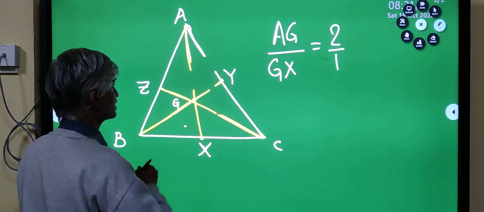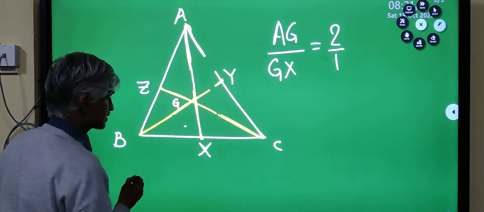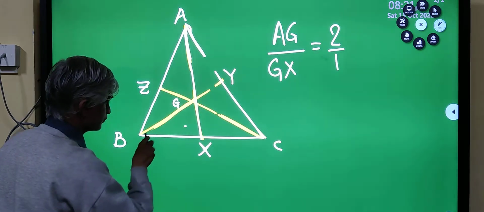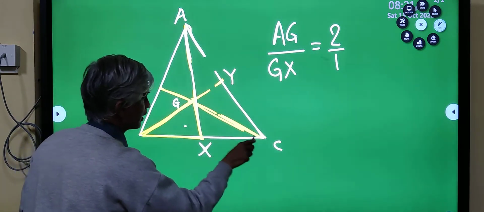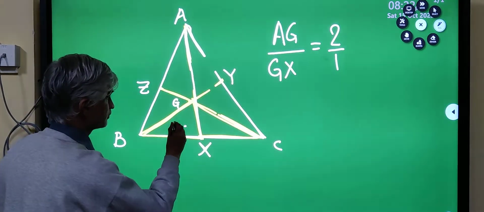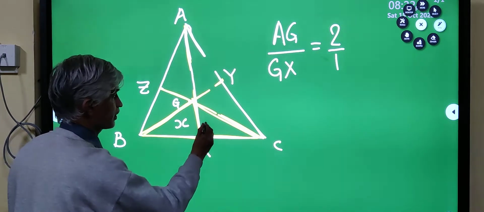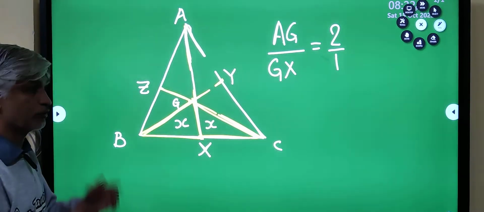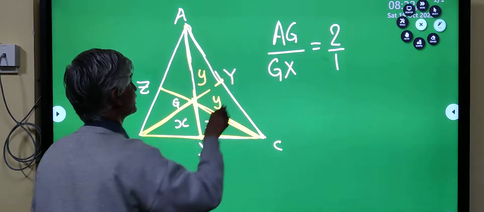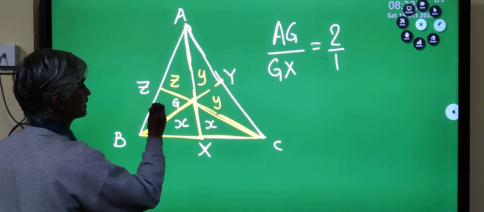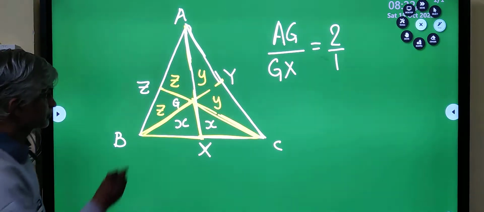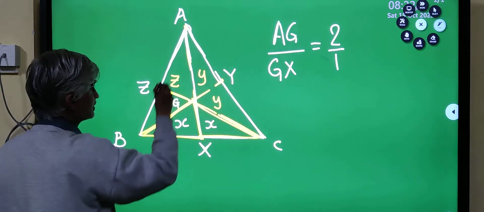Now it is quite obvious by the method of areas that the area of these 2 triangles are same, and the reason is that x is the midpoint of the base. So if this area is x, then this area is also x. Now by symmetry, for the same reason, these 2 triangles have the same area, and these 2 triangles have the same area.